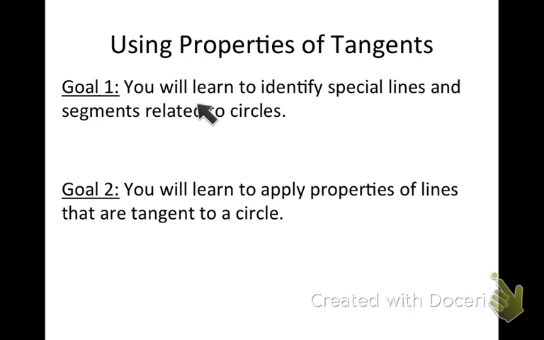One is that you're going to learn to identify special lines and segments that are related to circles. And the second goal is that you're going to learn to apply properties of lines that are tangent to a circle. Okay, special lines and segments related to circles, goal 1. Properties of tangents to a circle, goal 2. By the way, you might be familiar with this word tangent in relation to right triangles. This is kind of related, but we are talking about circles here.